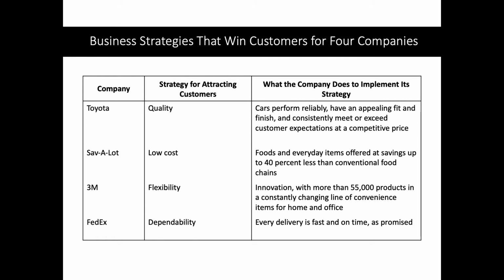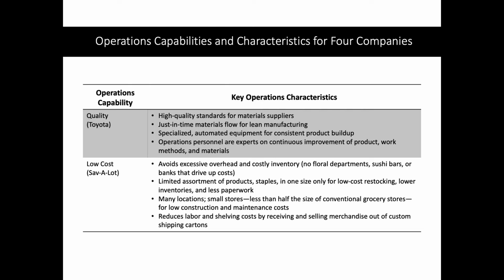And so the point of this video lecture is that once a company has chosen their strategy for attracting customers, that choice will then drive how they design, plan, and execute operations. So let's take a look at each of those. For instance, here in this slide, you see that with Toyota, because they have chosen a strategy of quality in the marketplace, you can see their key operations choices and characteristics.